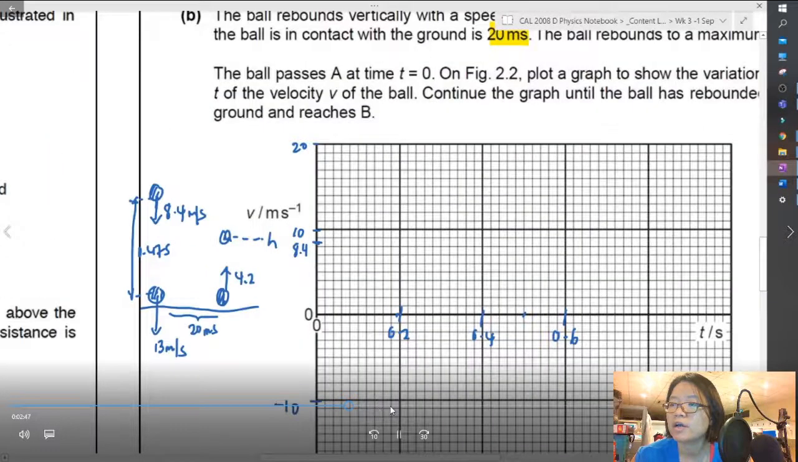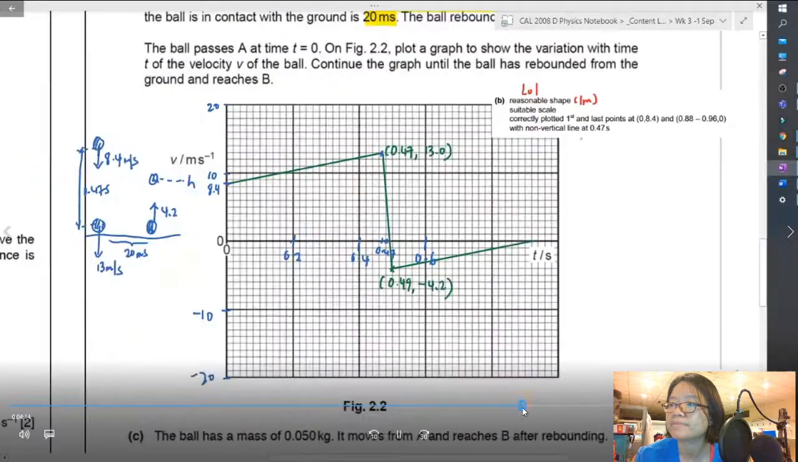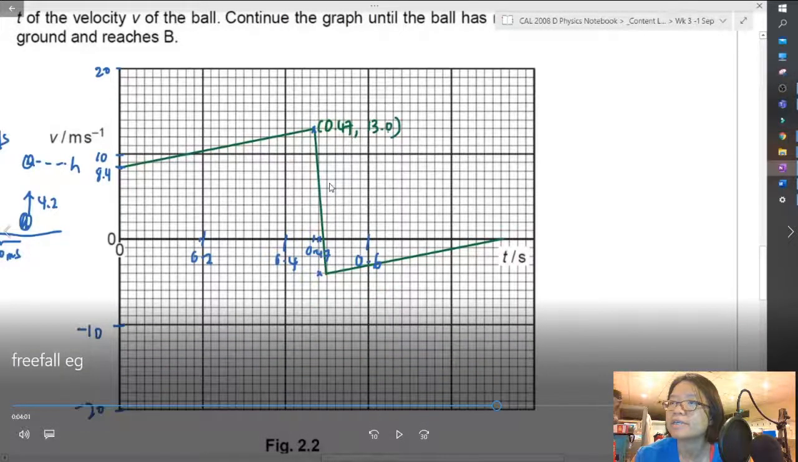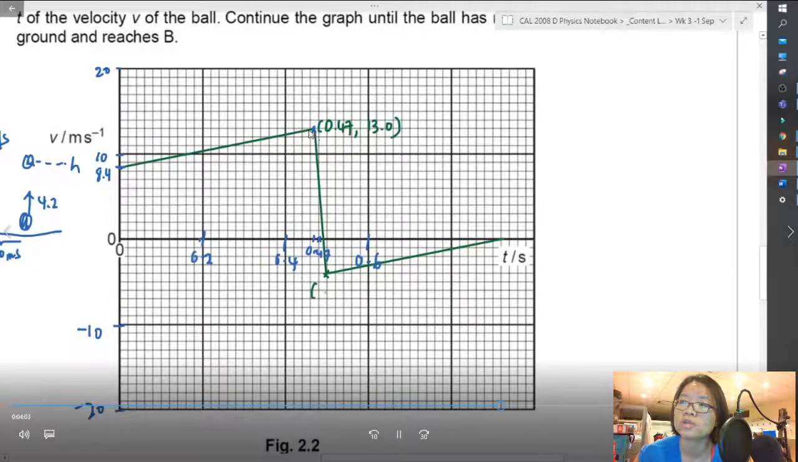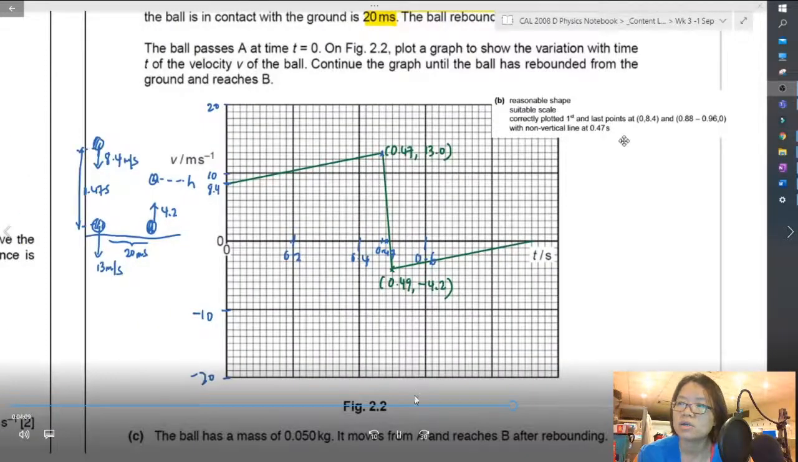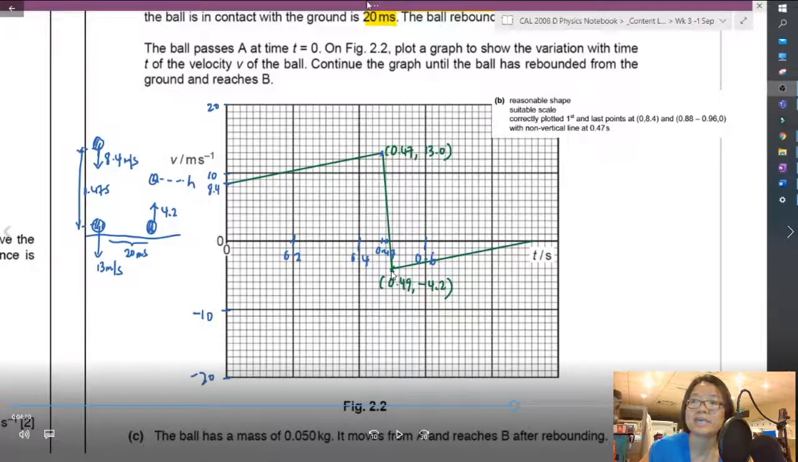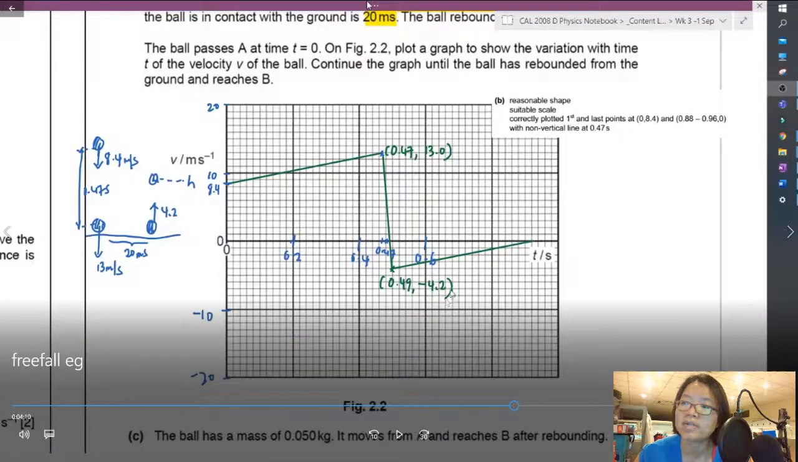So if it's a lot less, this means this particular question, your triangle here, let's not get ahead of ourselves. This triangle here, which is the rebound height, will be much less than the height fallen from the initial point. Go drop something and then watch it rebound, preferably not your electronic devices. Just to make things clear, I'm going to label the coordinates. This is the maximum speed when it hits the ground, 0.4713. And this is the time where it leaves the ground, 0.47 plus 20 milliseconds, which is 0.49, and it rebounds at negative 4.2.